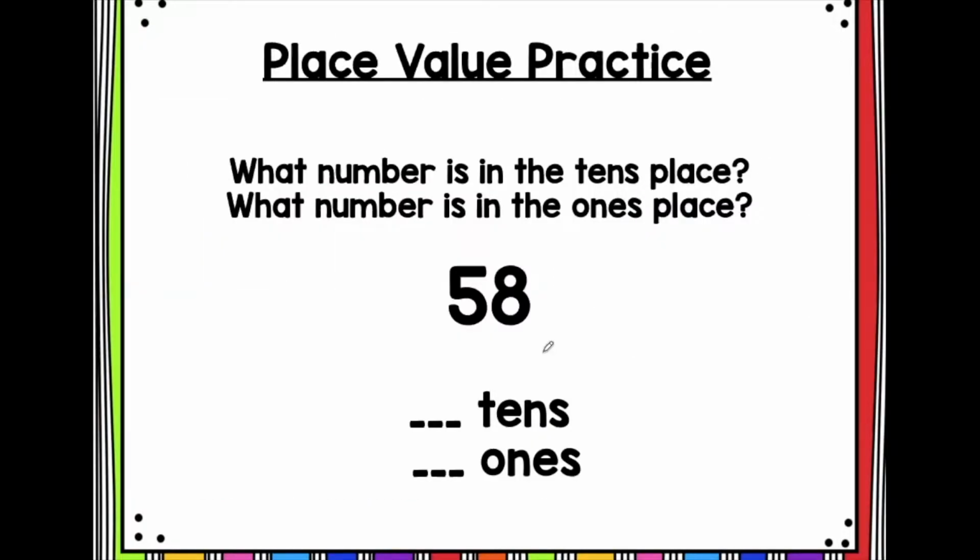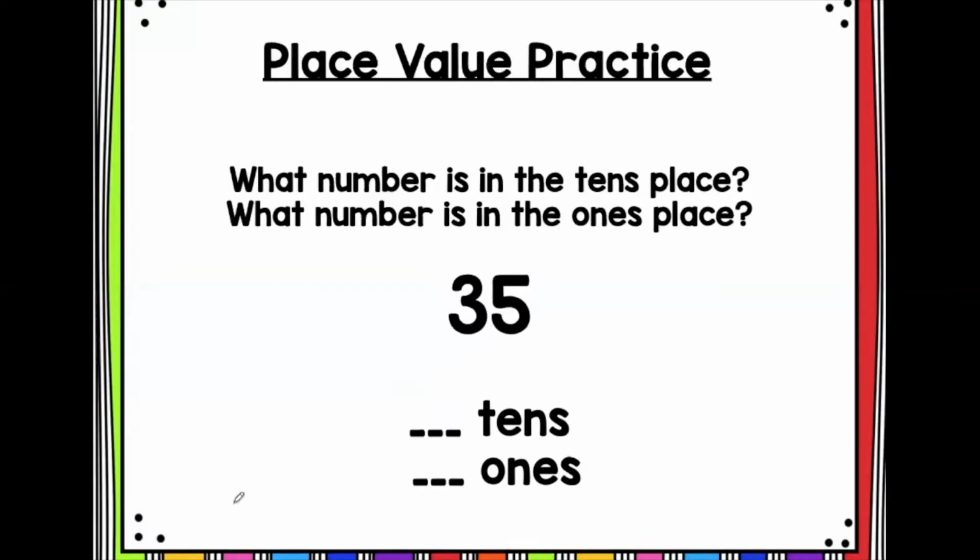What number is in the tens place? See if you can find it. That's right. If you said 5, that is correct. There are 5 tens, so there is a 5 in the tens place. What number is in the ones place? Can you find it? That's right. If you said 8, you are correct. There is an 8 in the ones place.